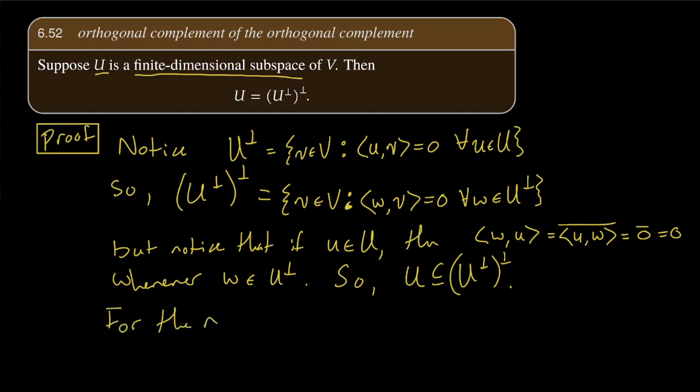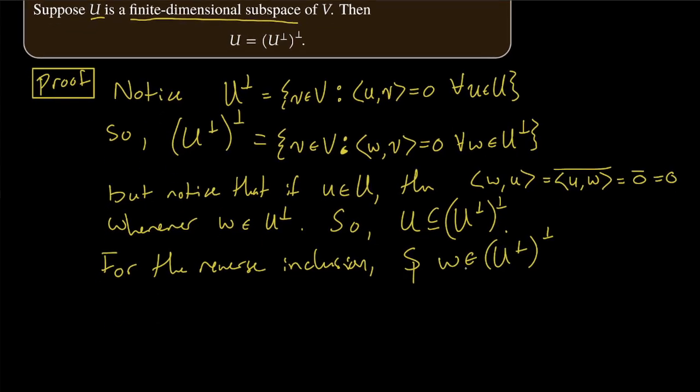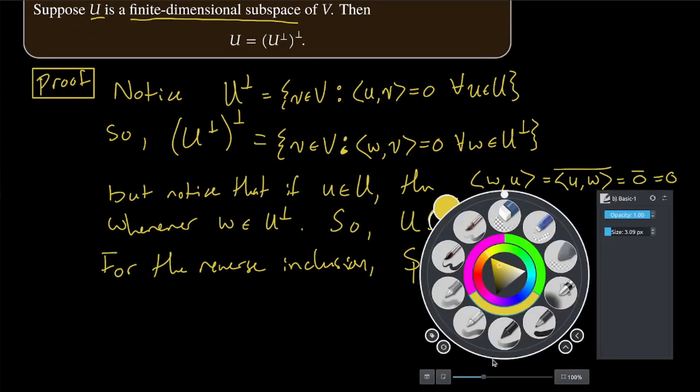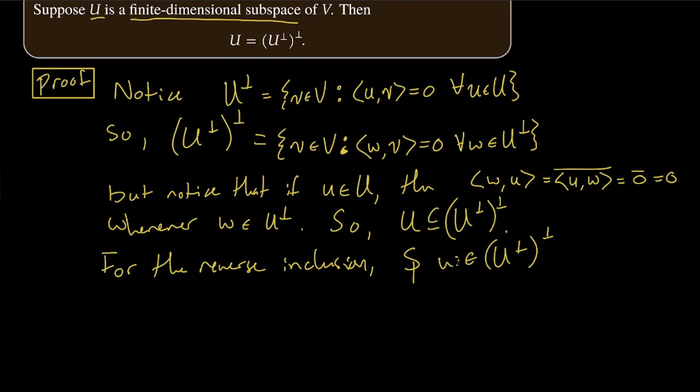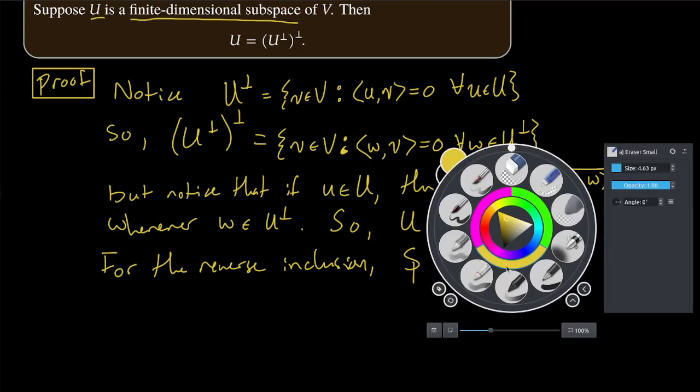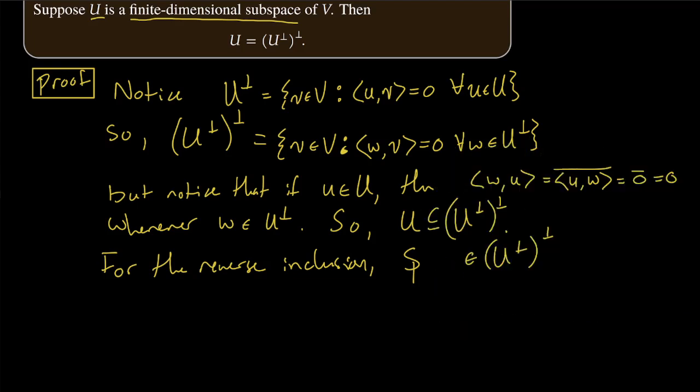For the reverse inclusion, suppose that w is in U perp perp. Now maybe I should say v instead of w, since I've written things with a w for elements of U perp in that second thing up here. So let me say a v. Let's suppose that v is in U perp perp.